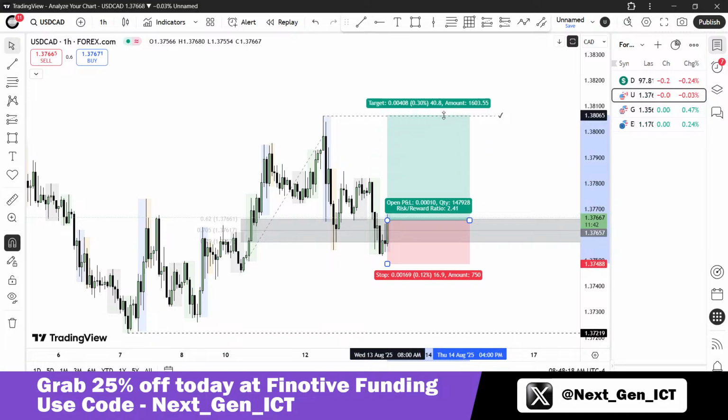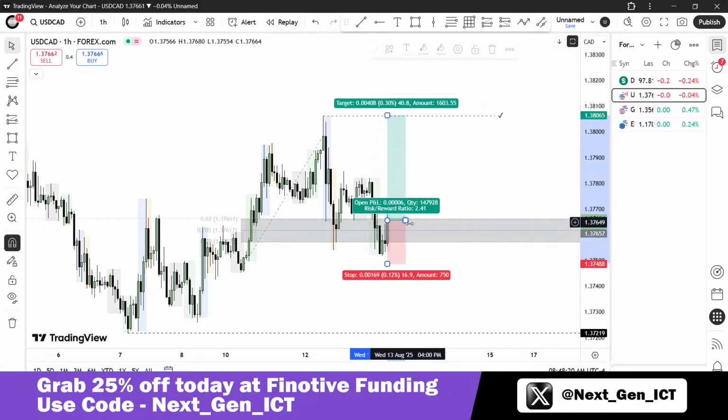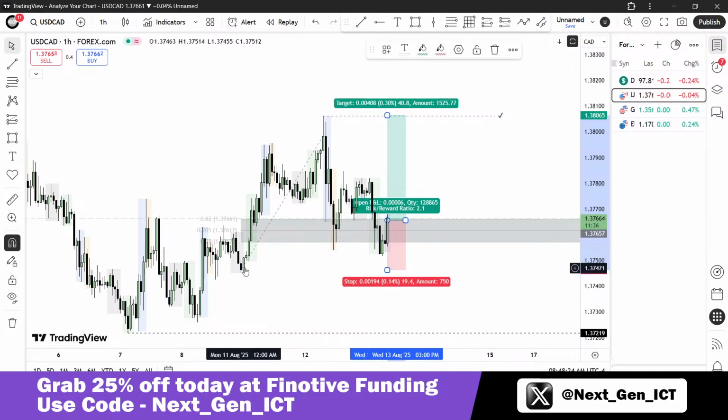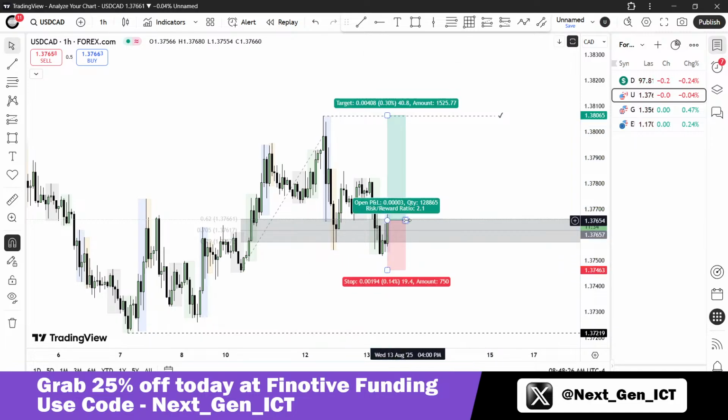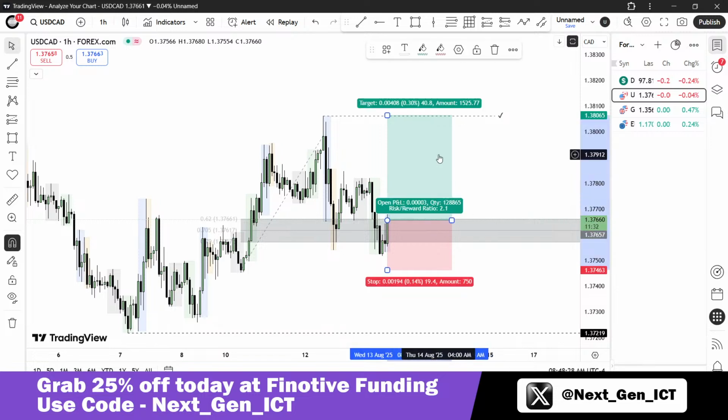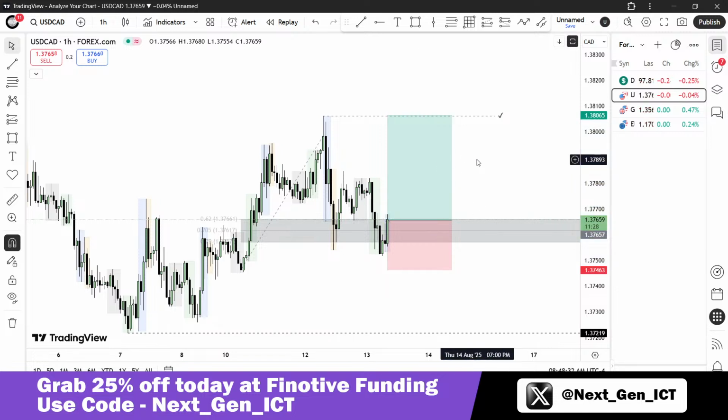This could be another setup. Just keep your stop loss at this low. It's a 1:2 risk-reward trade.